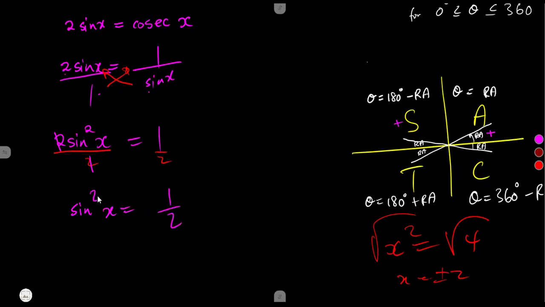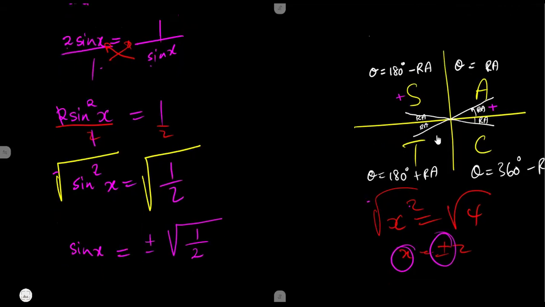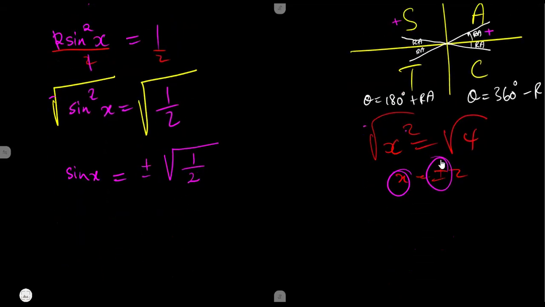So we can get the sine of x by getting rid of the square. How do we get rid of the square? We introduce the square root on both sides, knowing that this will neutralize, and we have the sine of x. And we know that the square root of any number is what? Plus or minus. So you're going to have plus or minus the square root of 1 over 2. This is our sine x.